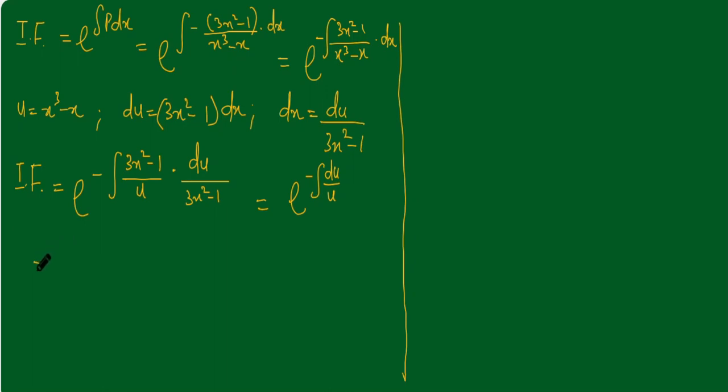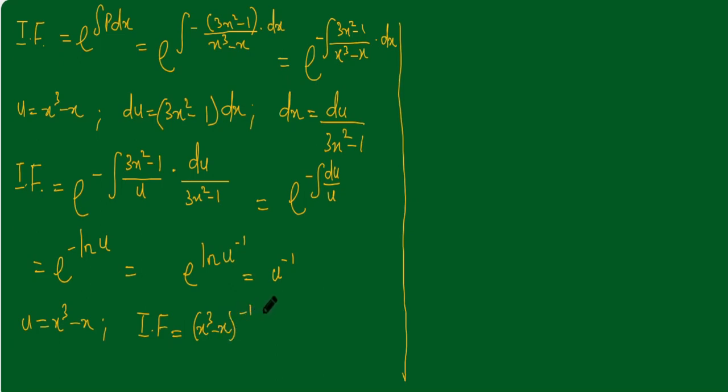So on integrating that, we have e raised to power minus ln u. We all know that e raised to power ln a is going to give us a. So we can write this as e raised to power ln u raised to power minus 1, and that's going to give us u raised to power minus 1. Now we know that u is equal to x cubed minus x. So our integrating factor now becomes (x cubed minus x) raised to power minus 1, which we can now write as 1 divided by (x cubed minus x). So we've done the second step.